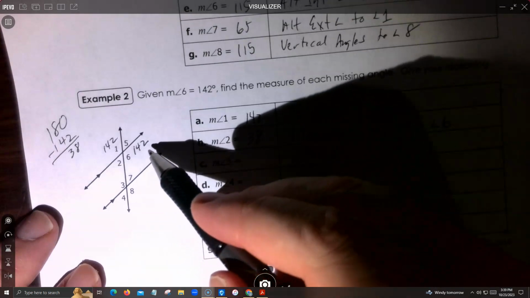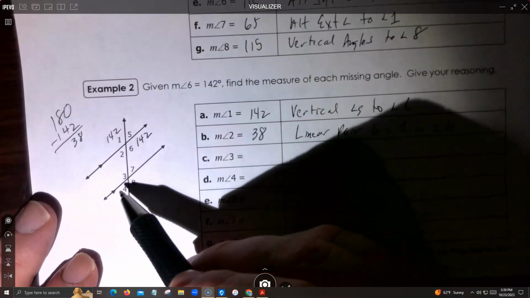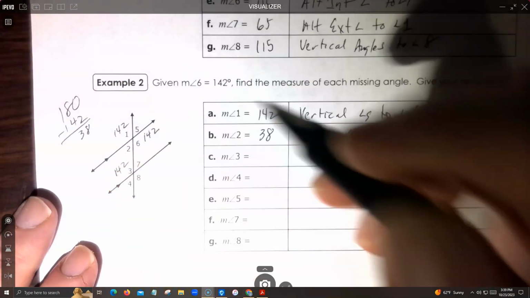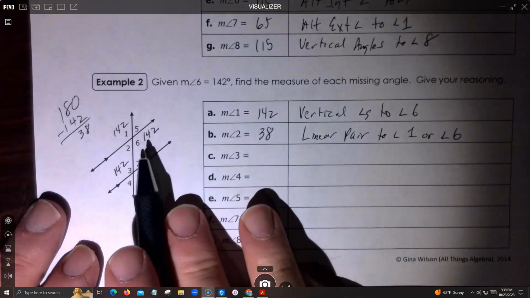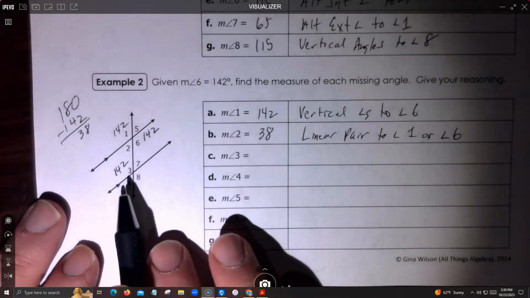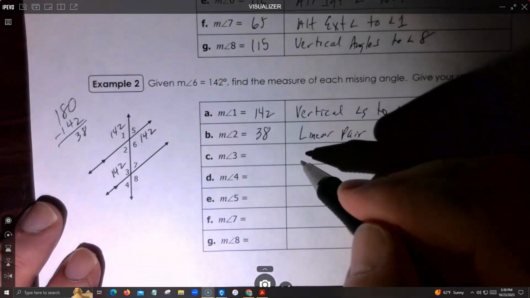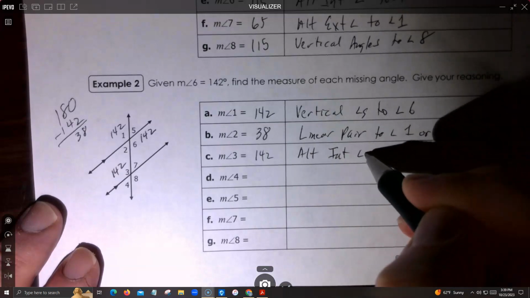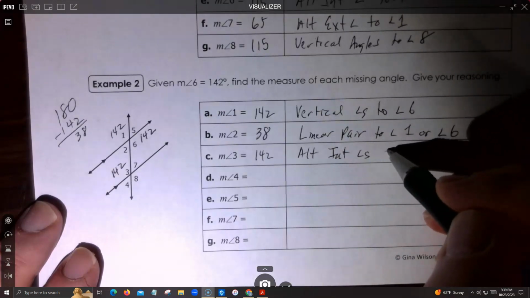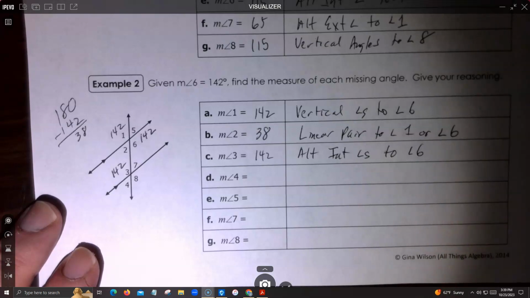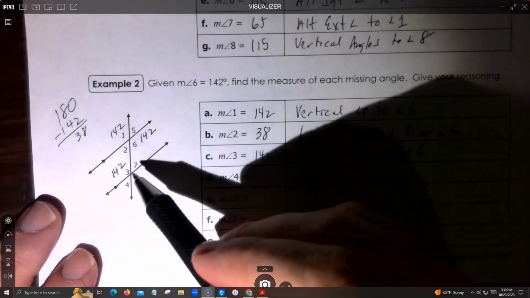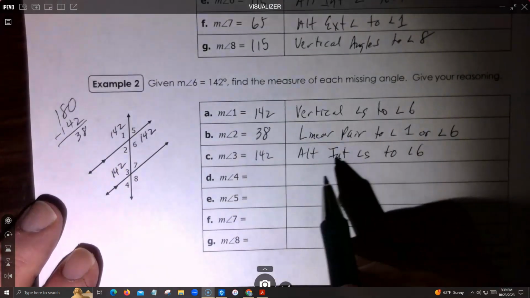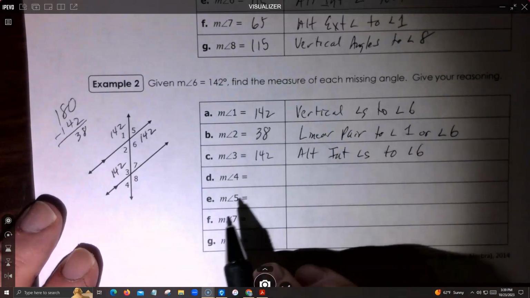All right, 3. Well, I've got 6 is 142, so I can say 3 is 142. If I put 142 here and I want to base it on 6, this would be alternate interior angles with 6. If I did 1 and 3, then I would say corresponding to angle 1. So you got different answers. There's no one right answer to this. There could be several different ways to do this.